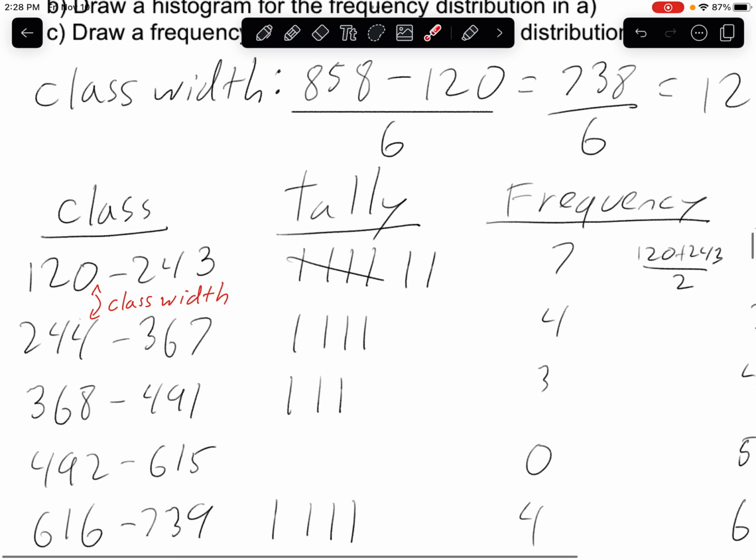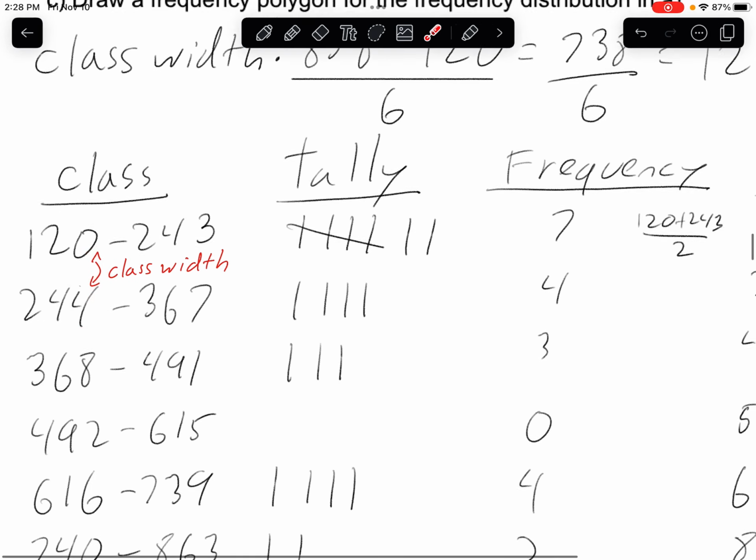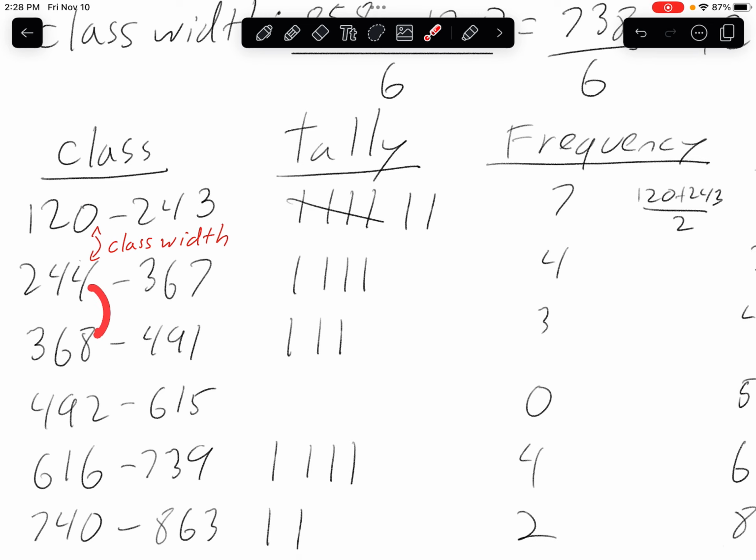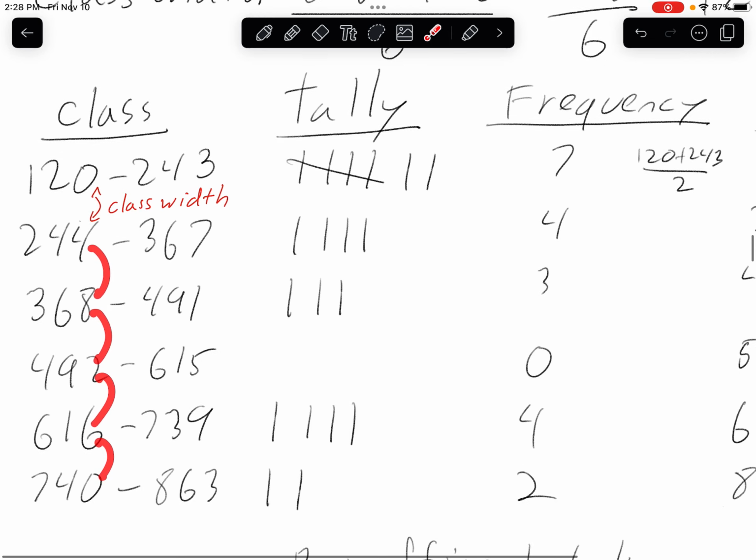So since we found the lowest value, that means our chart is going to start at that lowest value. And then what we're going to do is add 124 to get the lower boundary for the next class. And we're going to repeat that: plus 124, plus 124, plus 124, plus 124, until we have 1, 2, 3, 4, 5, 6 classes.